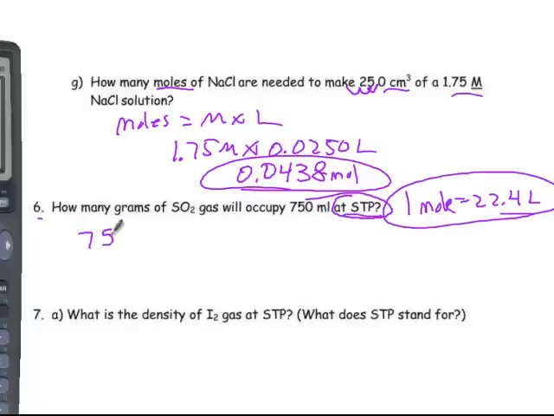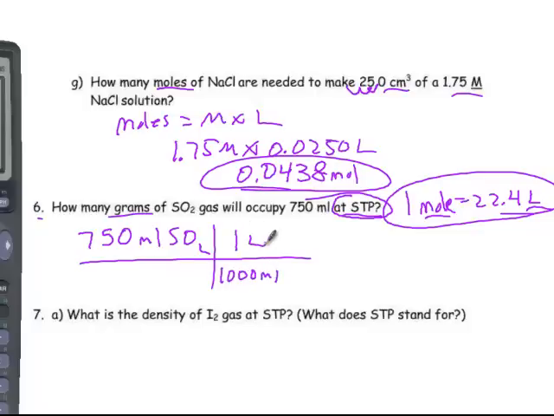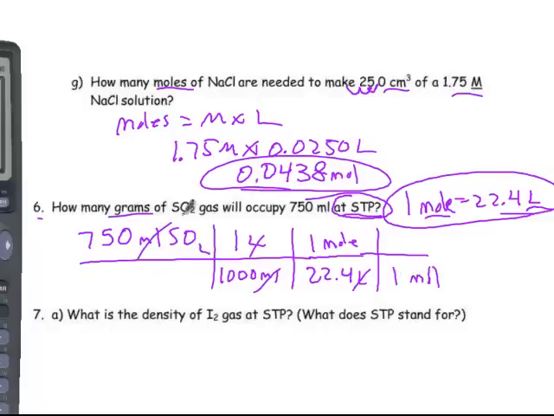And I'm starting with milliliters of SO2, and I want to know grams. Well, I can do liters to get to moles. So 1,000 milliliters in 1 liter, or I can move it over 3 and make it 0.750. Now I have liters. So 22.4 liters is 1 mole, and now I've got moles. Liters cancels, milliliters cancel. I have moles to grams, so I need the molar mass of SO2.